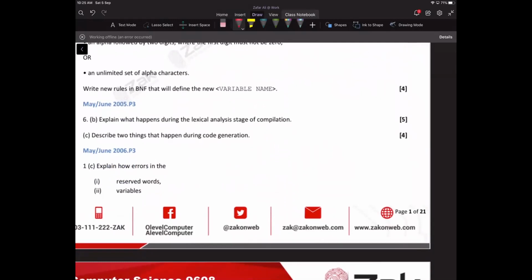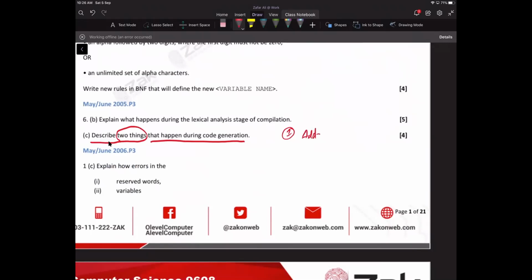Describe two things that happen during the code generation. Now, this is May-June 2005, P3, Part C. So code generation, what we have discussed at code generation: the program becomes flexible so that we could load it anywhere in the memory. If we are loading it in any memory location, it means that we are calculating the addresses where we can load the program. So the addresses of the variables and the program statements are calculated.